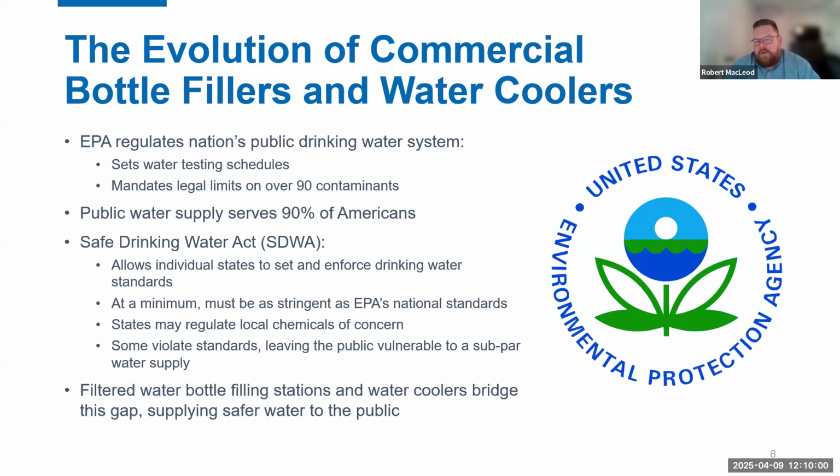Because the EPA standards provide room for the states to regulate certain contaminants more strictly, they can regulate local chemical concerns like agricultural contaminants or discharge from industrial waste operations. That said, municipal water utilities sometimes violate those existing standards, leaving many cities across the nation plagued by a subpar water supply that may contain chemical or microbial contaminants such as lead, arsenic, E. coli. Filtered water bottle filling stations and water coolers can help bridge this gap, supplying safer water to the public.